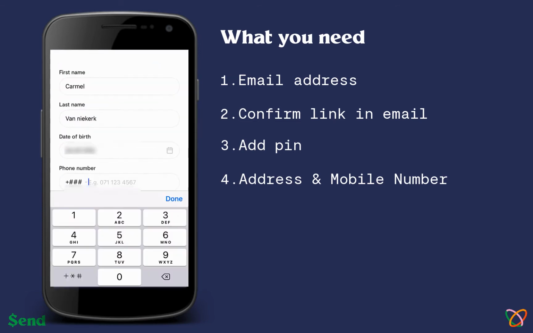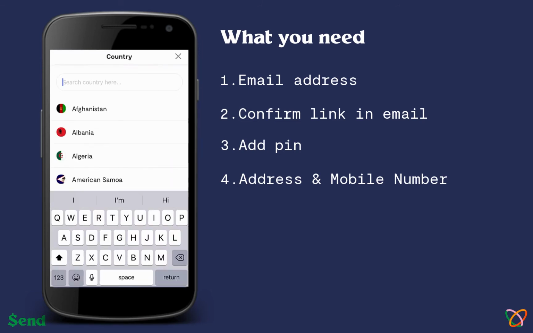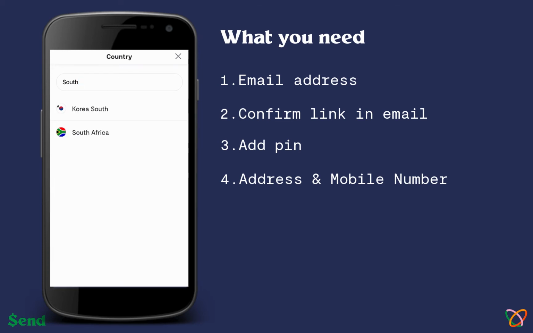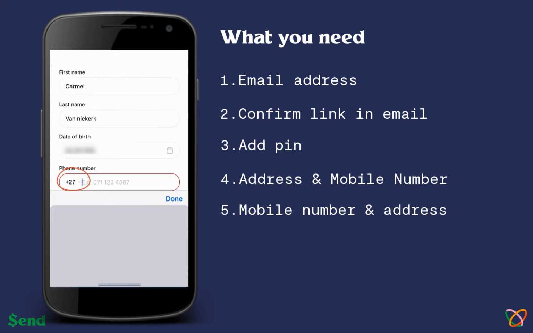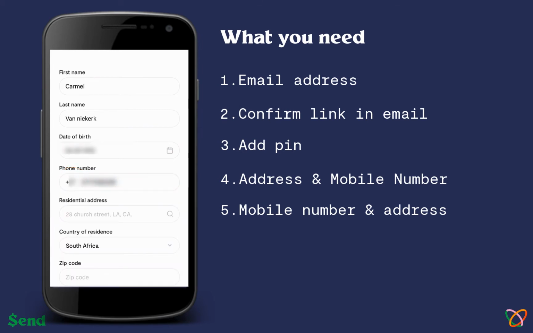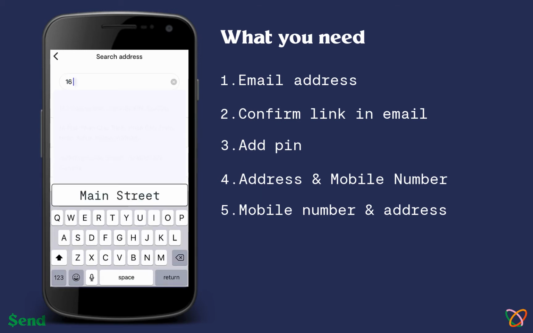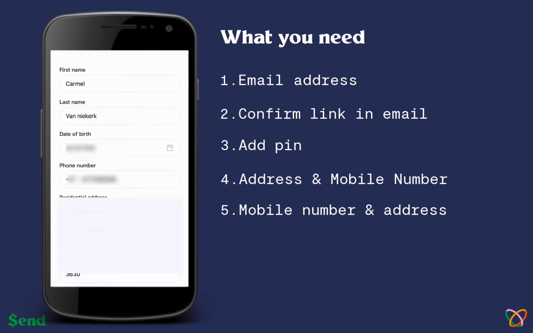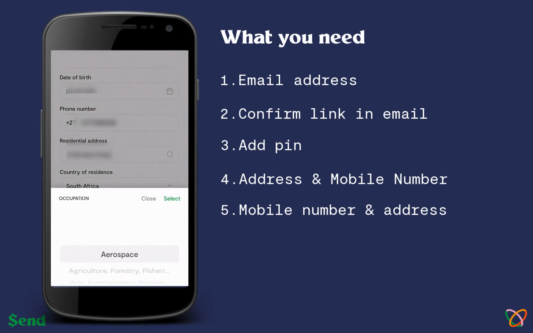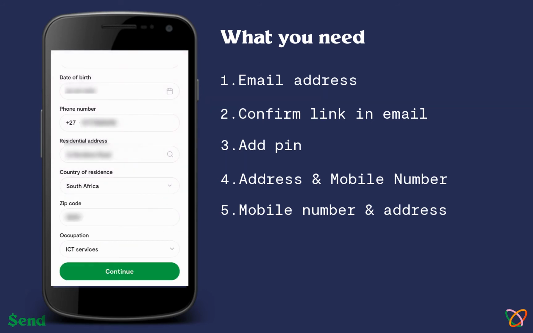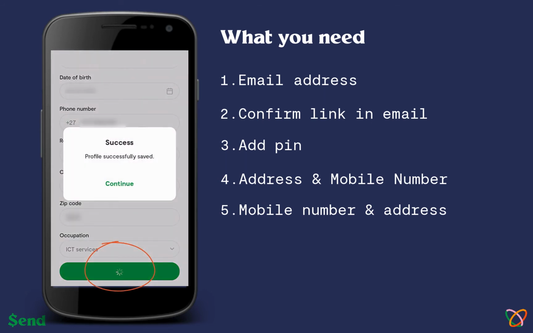I'm adding the country where I'm sending money from, which is from my phone number. So as soon as I select the country, the prefix within the phone number populates. Here it is +27 for South Africa. So I add my phone number here, and I'm going to enter my residential address. Once I start typing my address, other addresses will populate, and I need to just select the one that is actually mine. Okay, I'm entering my occupation now. From a drop-down list of occupations, I'm going to select ICT services, and I'm going to click Continue.